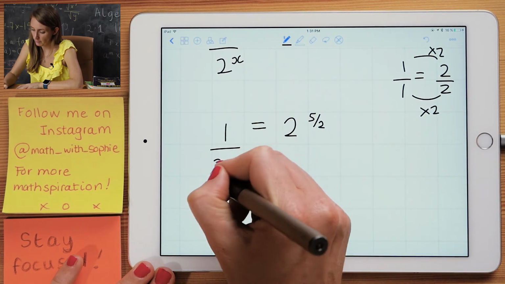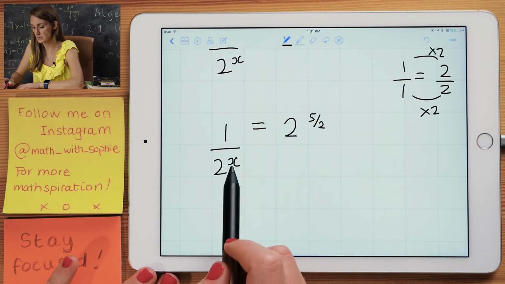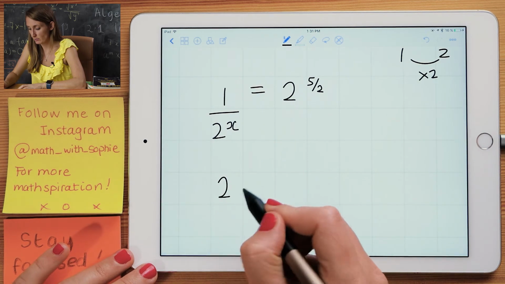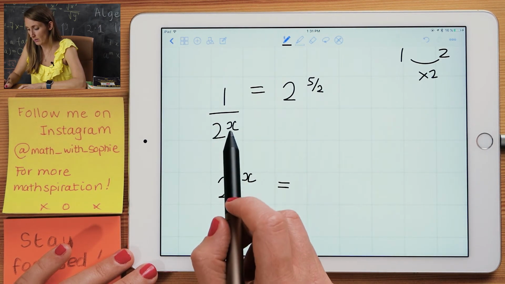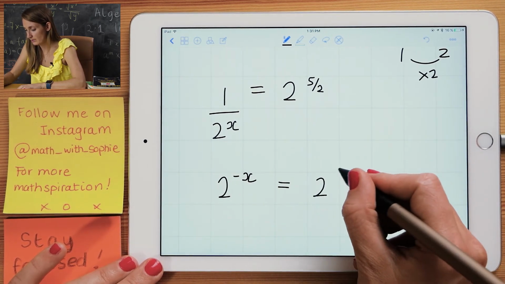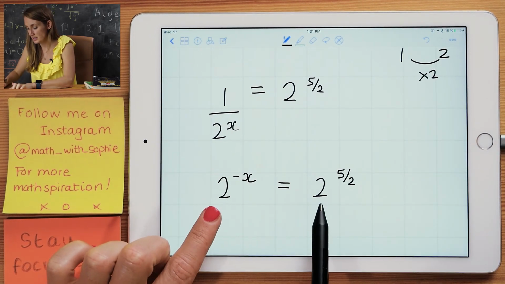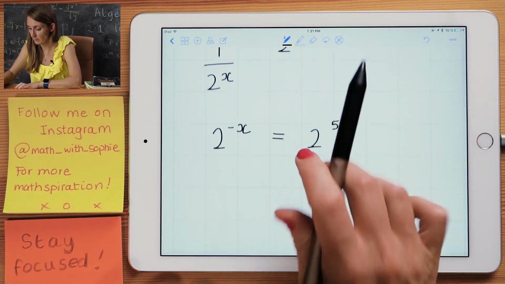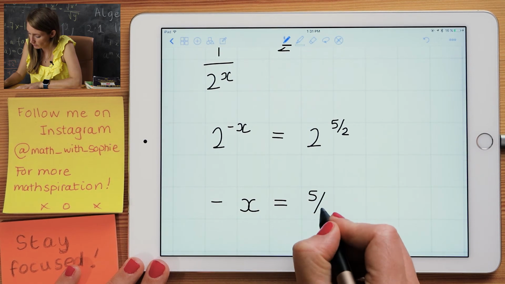Now, we still have the problem that the x is on the bottom. It's 1 over 2 to the power of x. So if I flip my 2 to the power of x up to the top, I need to change the sign on the x. So that will be plus x, it will come up, and it will change to minus x. Now, when I have one number matching, so a 2 and a 2 on each side, I can say the powers must be the same. So I say minus x is the same as 5 over 2.